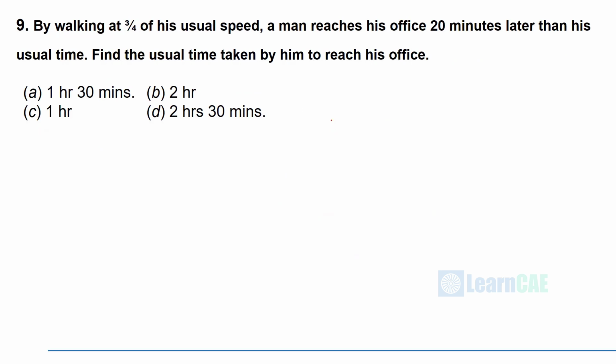Next question. By walking at 3/4 of his usual speed, a man reaches his office 20 minutes later than his usual time. Find the usual time taken by him to reach the office. So let the distance be D and the speed be U and the time taken be T. If he is walking at 3/4 of his usual speed, and he reaches the office 20 minutes later, it means the time taken is more. Here they have given the answers in hours, so we shall divide this by 60 to convert everything into hours.